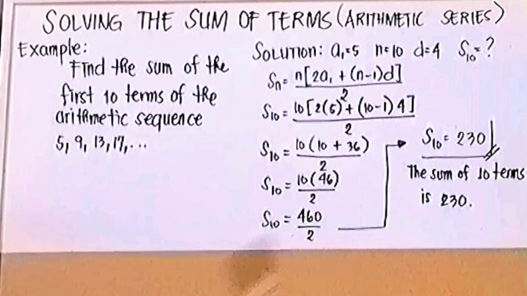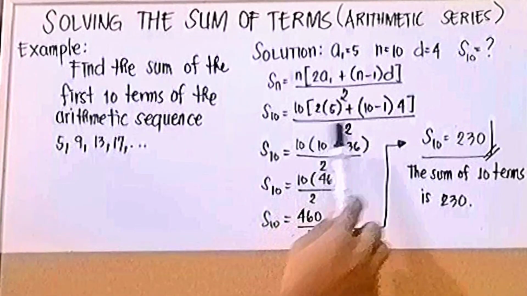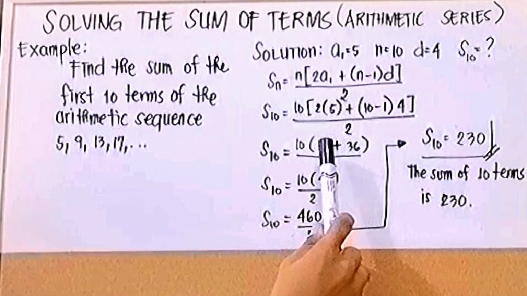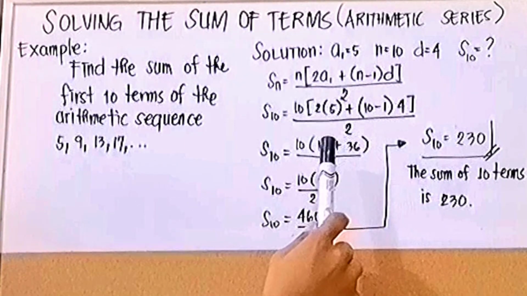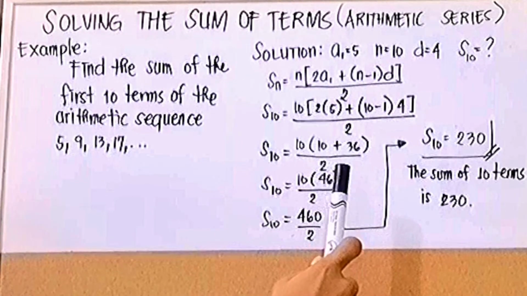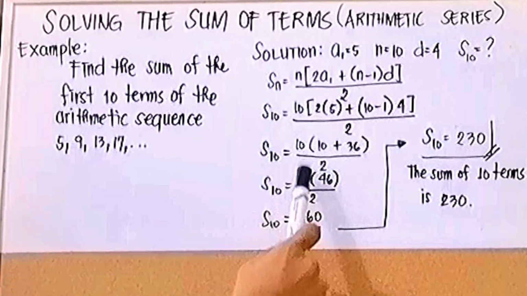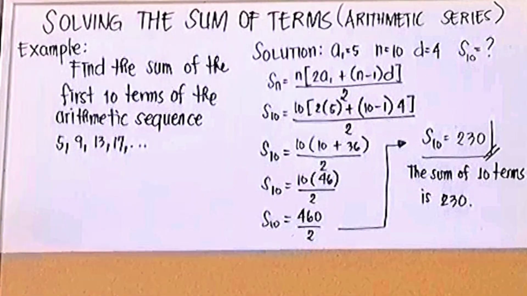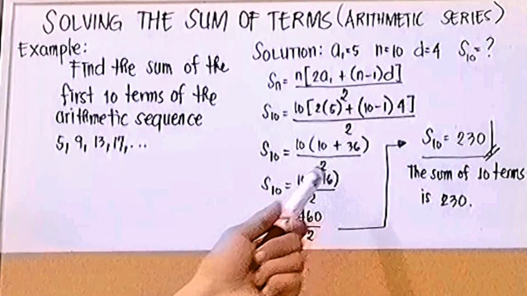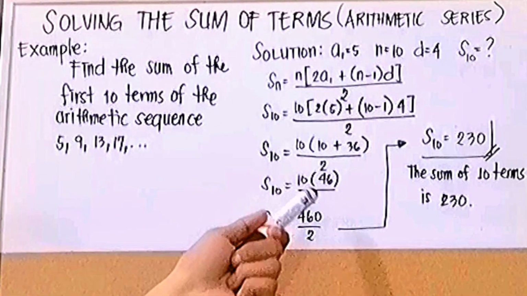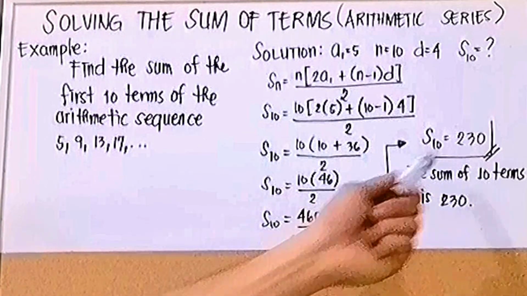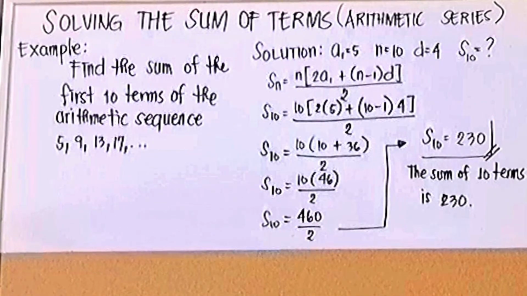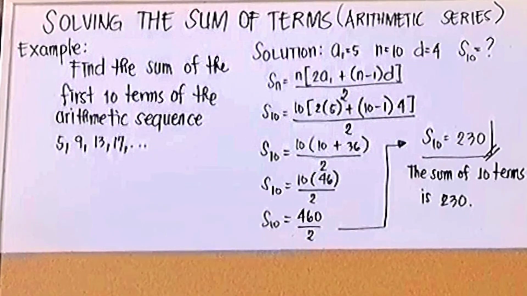Next, we copy 10 and also 2. Again, still we have a parenthesis. Solve 10 plus 36 and that is 46. And copy 10 again and 2. 10 times 46 is 460. Copy 2 again. 460 divided by 2, that is 230. So the sum of the 10 terms is 230.